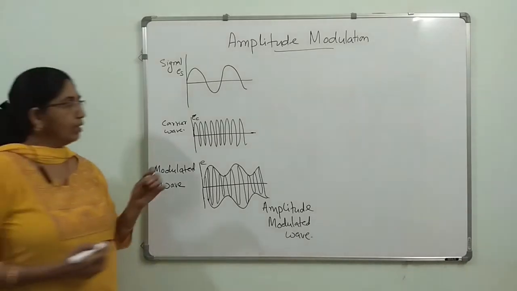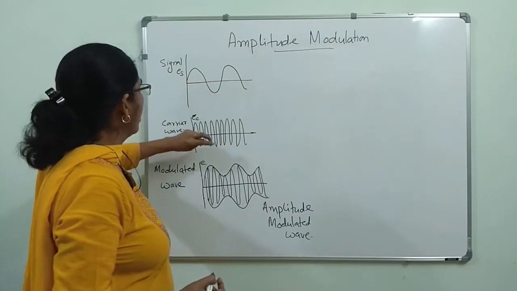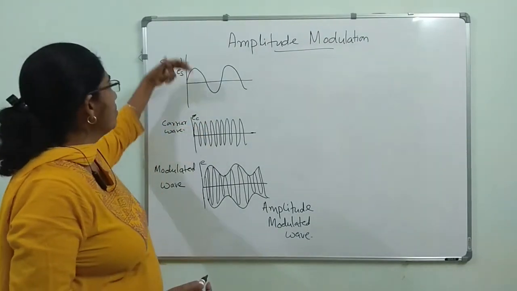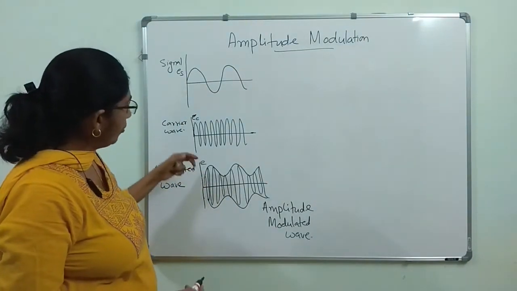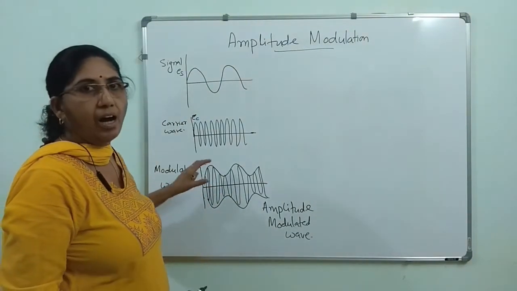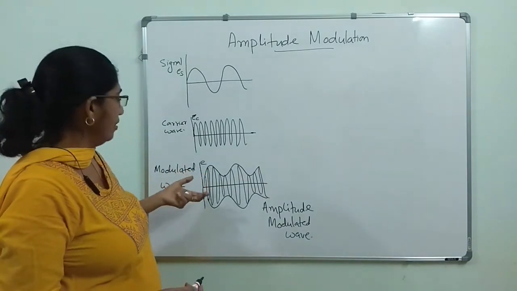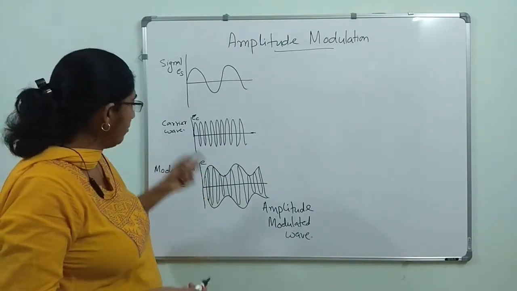Now, how much is the carrier wave being modulated by the signal? How many times is it getting changed? What is the factor by which it is getting changed?